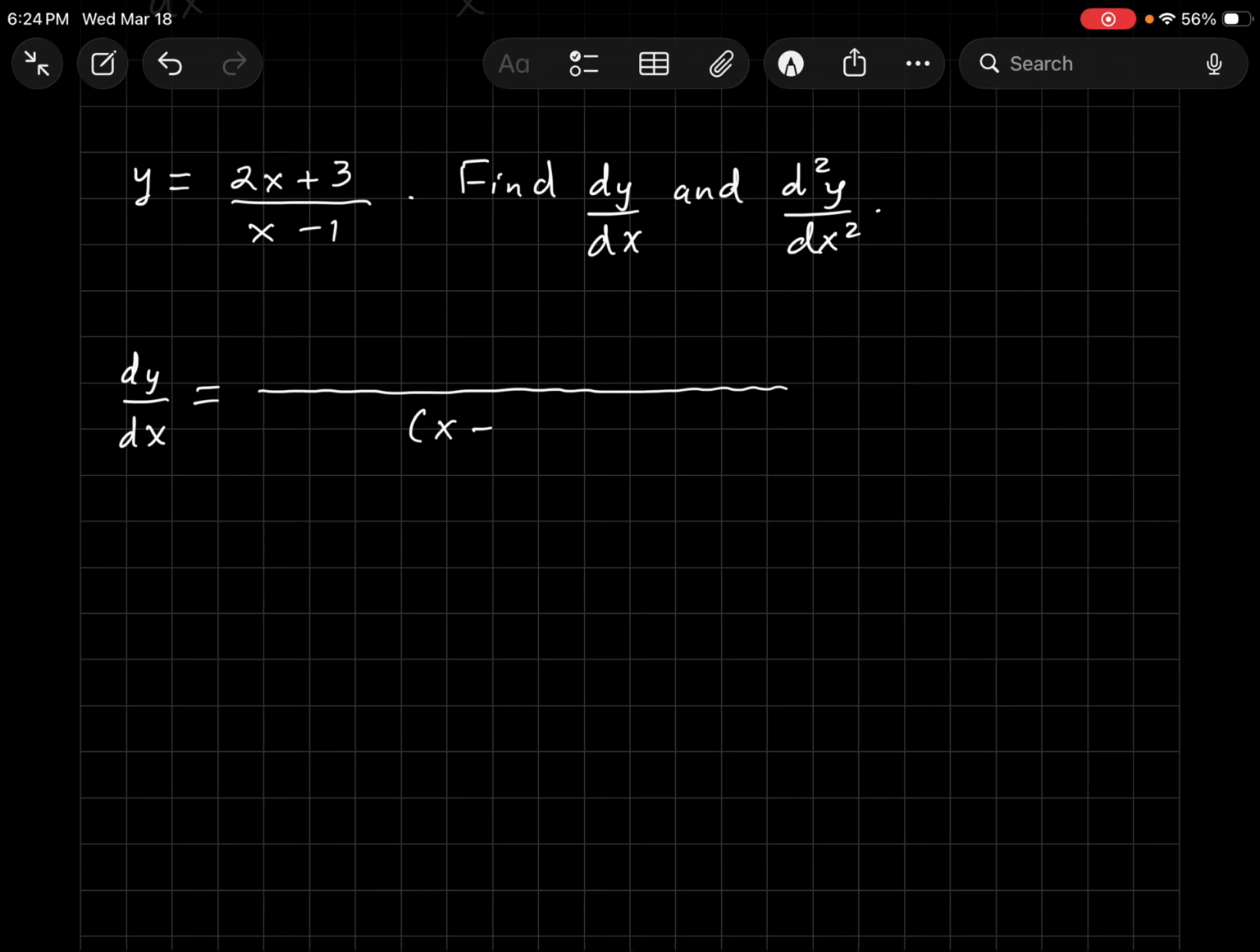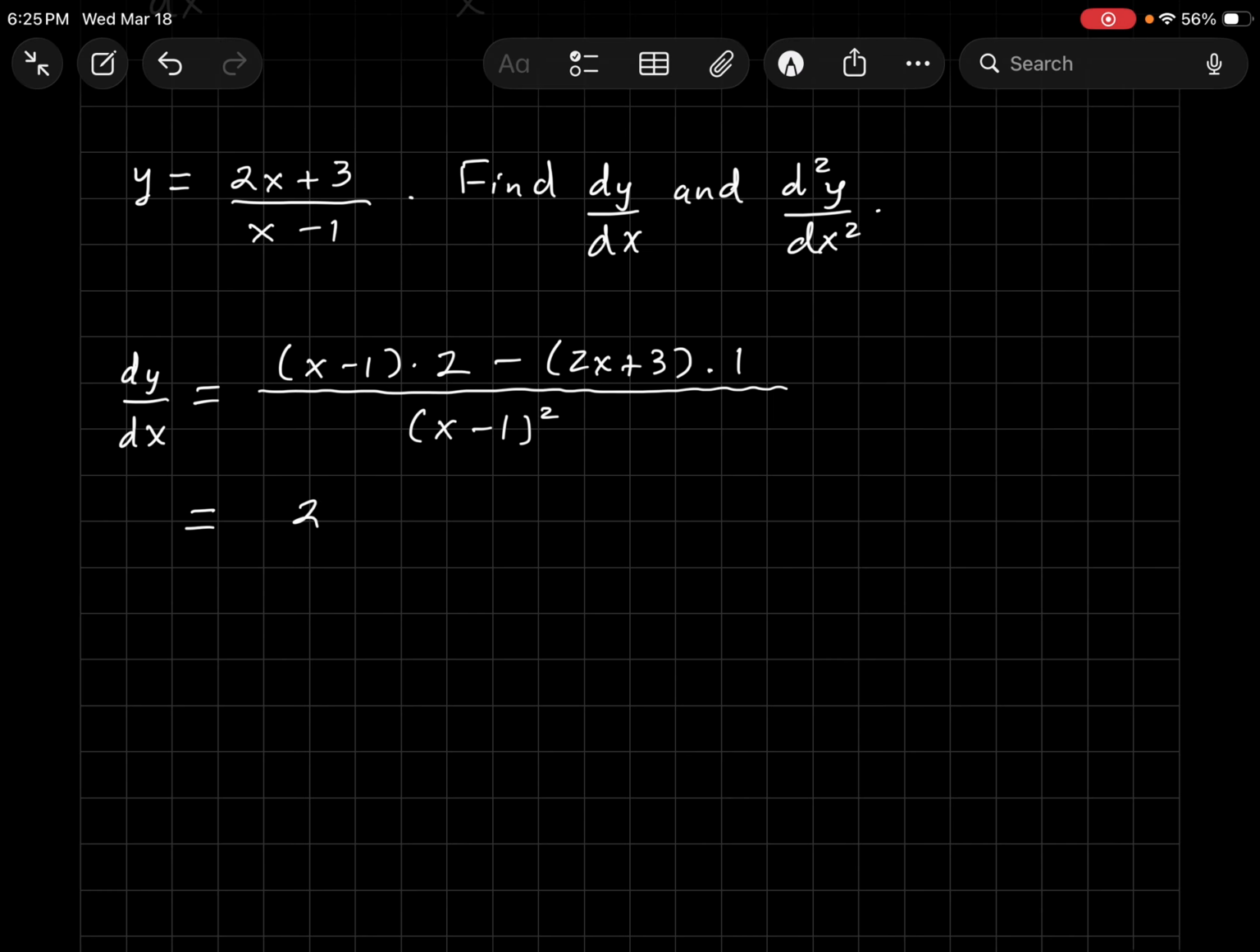We're going to start by squaring the bottom. Then we'll bring that bottom up, leave it alone, times the derivative of the top, which is just 2, minus, leave the top alone, times the derivative of the bottom part, which is simply 1. And if I was only finding dy dx, I would stop here. But since I'm going to find the second derivative as well, I'm going to clean this up and see if I can simplify it.